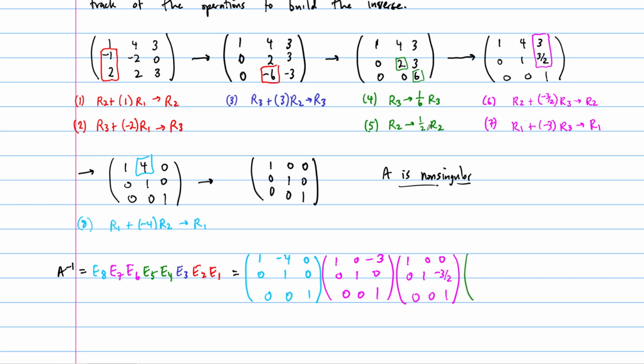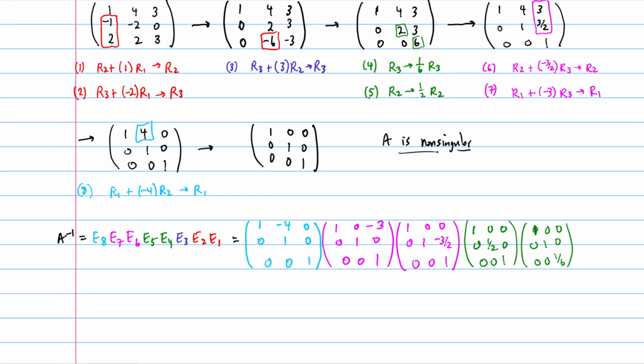So again, we can do these in either order, but I'll go in the same order that we went before. So I'm going to take 1/2 of row 2, right? And then I'm going to take 1/6 of row 3. Whoops, 1, 0, 0, 0, 1, 0, 0, 0, 1/6. And then I still have 3 more matrices here, so I'm going to actually give myself more room.